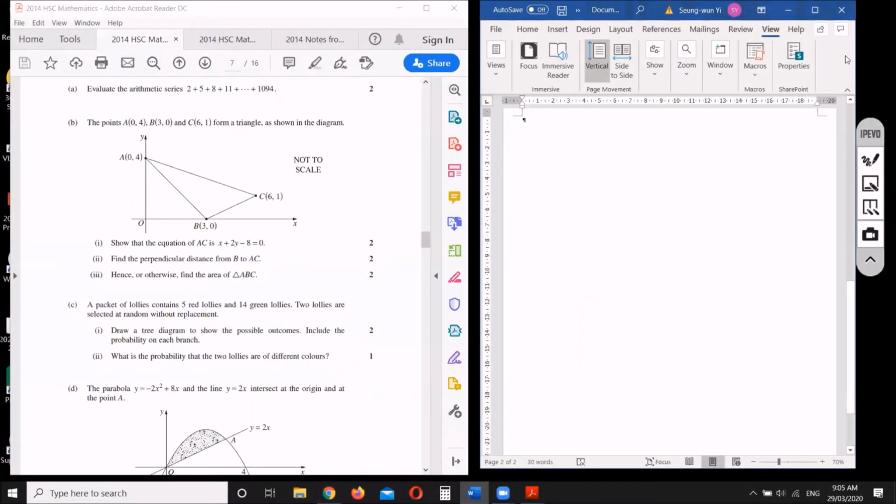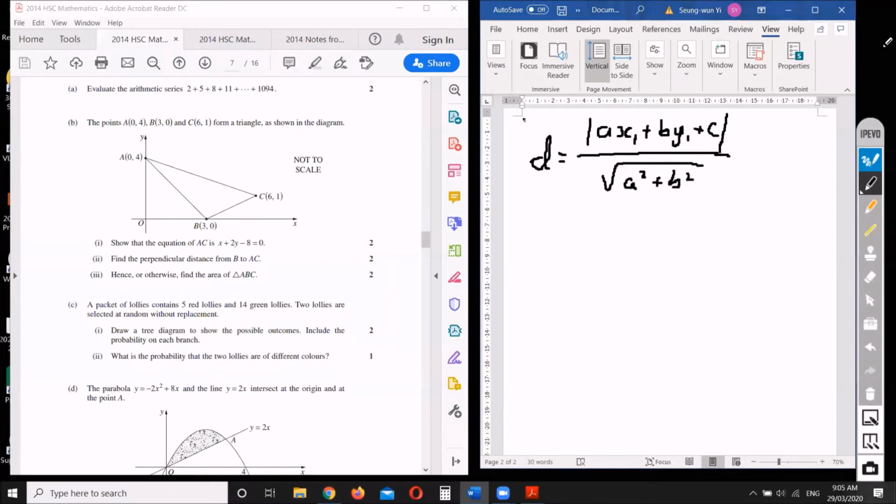So let me go through it with you, right? There's a formula, and it looks like this. D equals the absolute value of A x1 plus B y1 plus C, all over the square root of A squared plus B squared. That is the equation of a straight line, and we want the distance between that and the point. Those are the coordinates of the point.